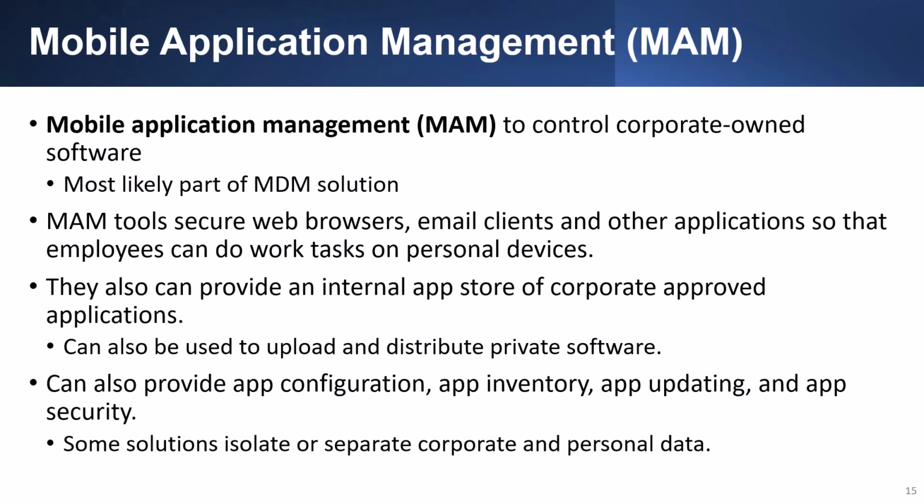Mobile Application Management, or MAM, is used to control corporate-owned software. It is usually part of your MDM solution. MAM tools secure web browsers, email clients, and other applications so that employees can do work tasks on personal devices. They can also provide an internal app store of corporate-approved applications. It can also be used to upload and distribute private software, and can also provide app configuration, app inventory, app updating, and app security. Some solutions isolate or separate corporate and personal data.